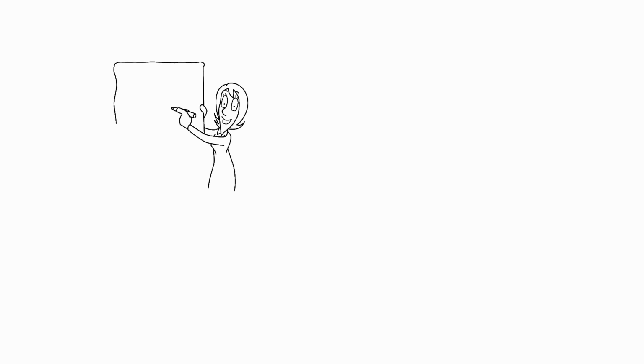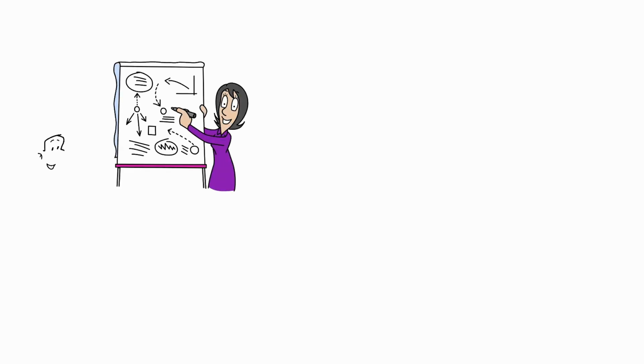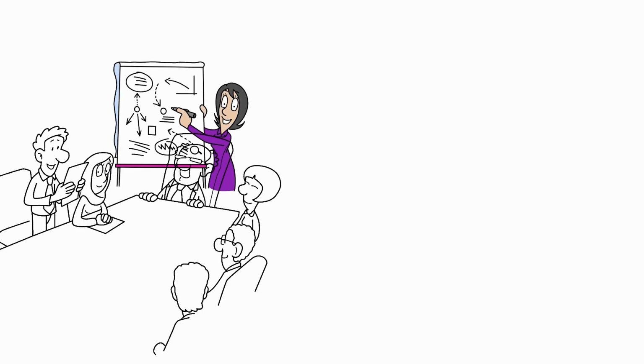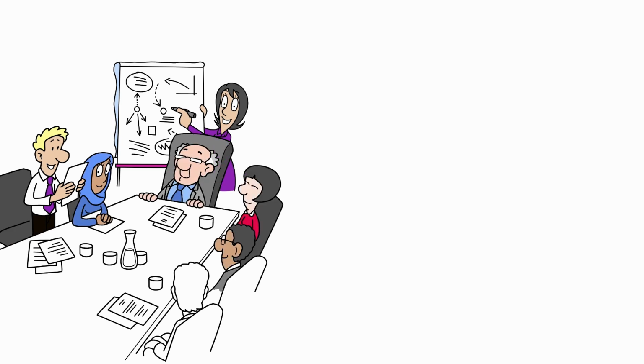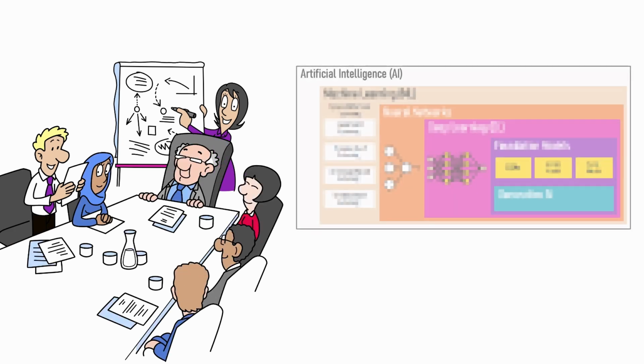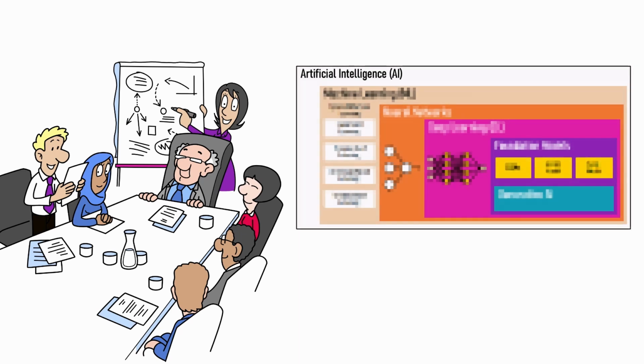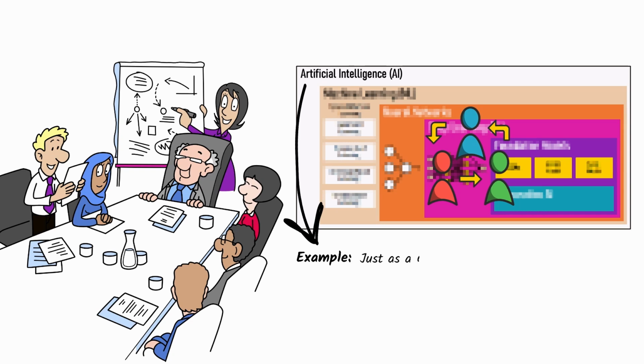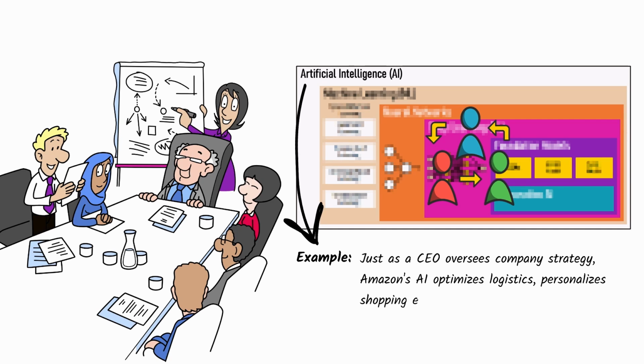AI. Artificial intelligence, AI, acts as Amazon's executive team, orchestrating strategies across the organization. While it doesn't directly handle every task, it ensures that all divisions like machine learning and deep learning collaborate effectively to enhance customer satisfaction and operational efficiency. Example: just as a CEO oversees company strategy, Amazon's AI optimizes logistics, personalizes shopping experiences, and improves customer service.